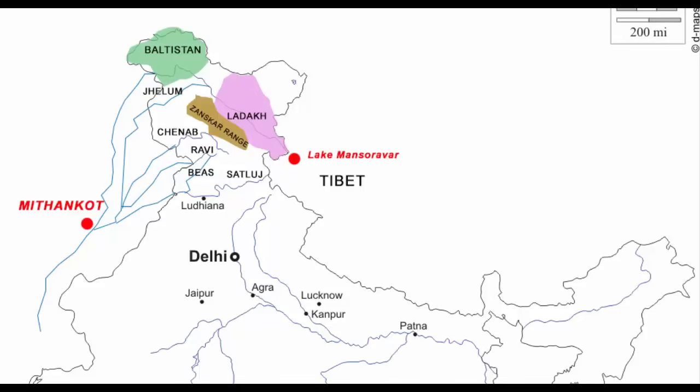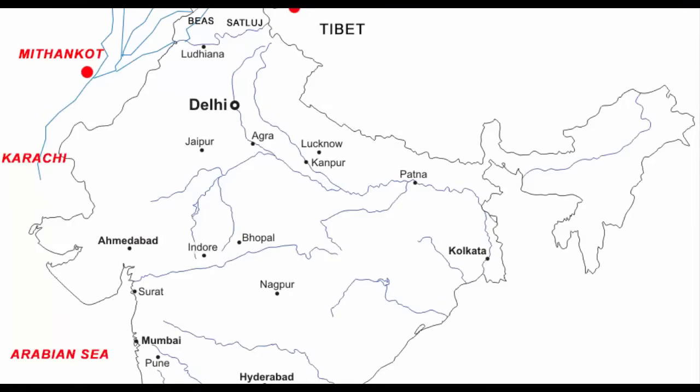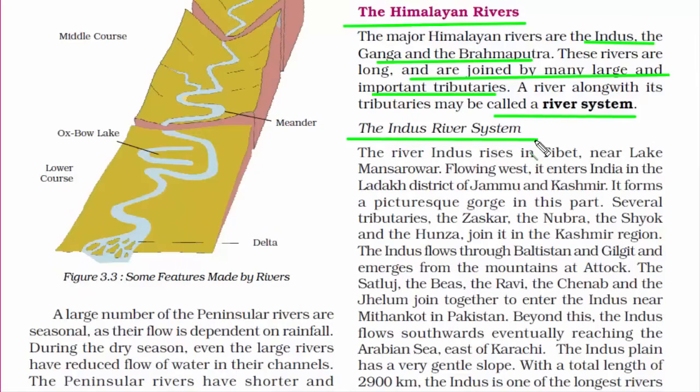Most part of Indus River is in Pakistan. We just have a little more than 1/3 of its water. Beyond this, the Indus flows southwards, eventually reaching the Arabian Sea from east of Karachi. So this was all about the Indus river system.